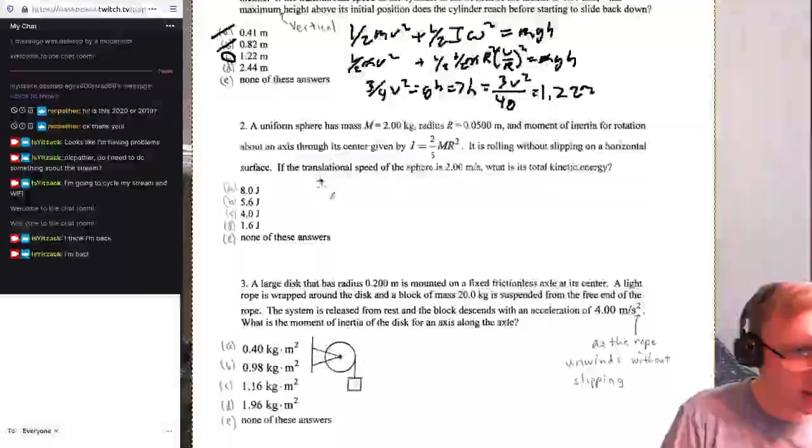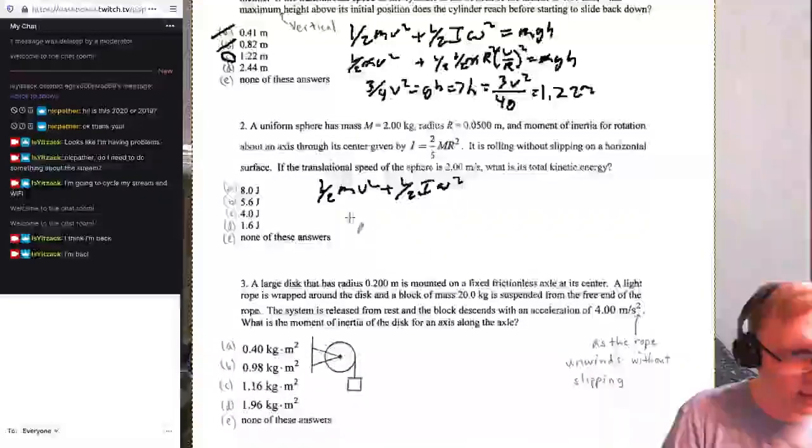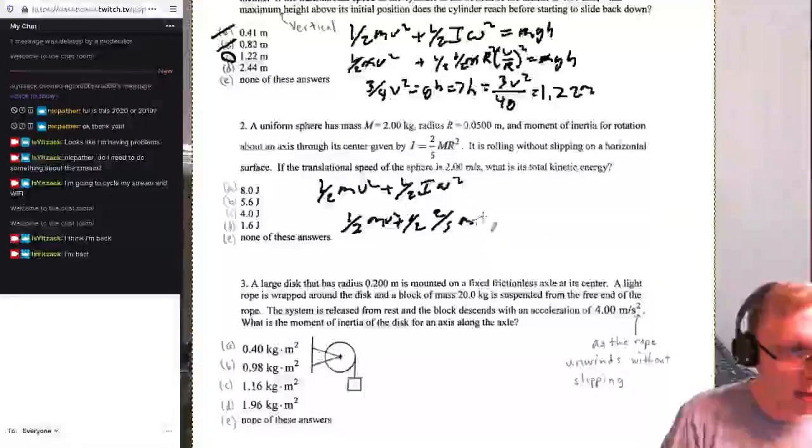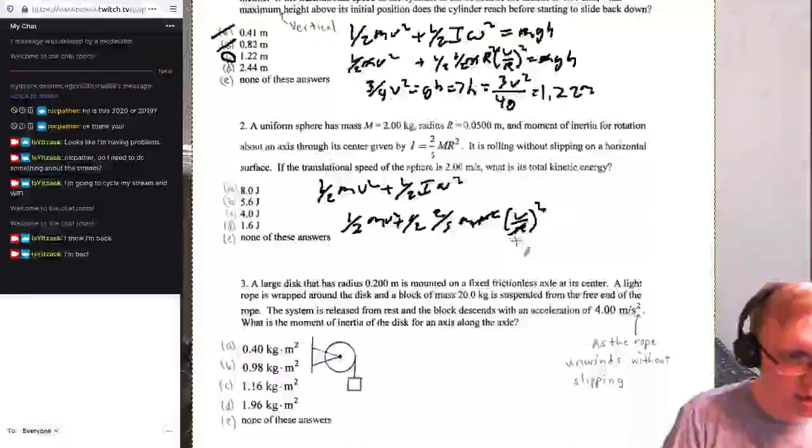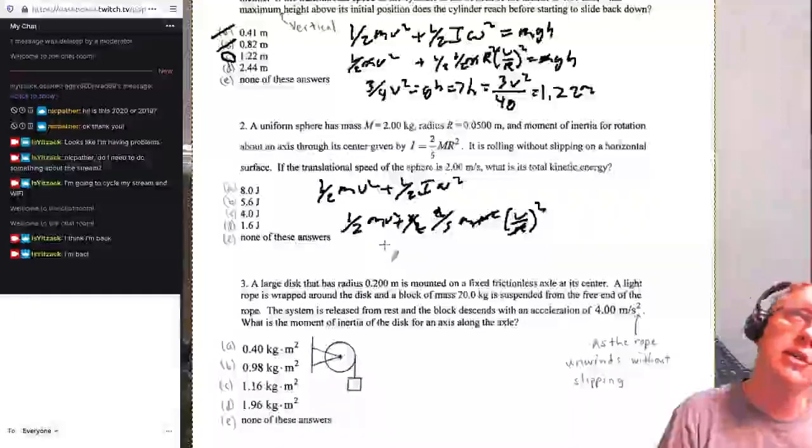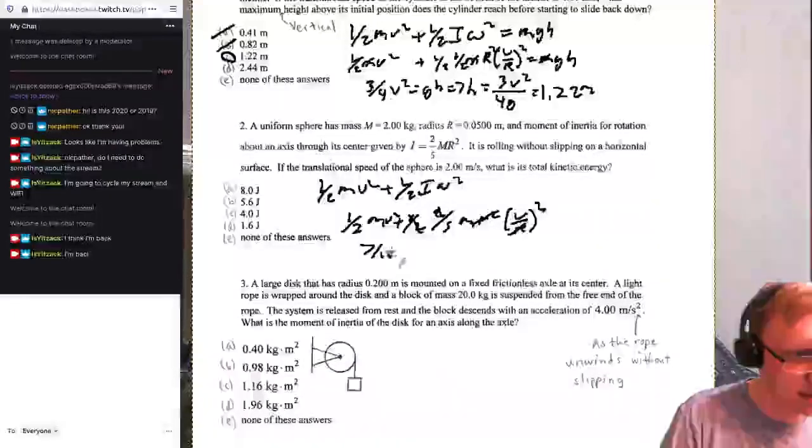All right, so it wants 1/2 mv² plus 1/2 I omega². We are given the v again. Therefore, I shall go ahead and substitute as I did above. 1/2 times 2/5 mR² here, v on r goes here, squared, r's cancel each other. So we end up with 1/2, plus 1/5, which is 0.7, so that's 7/10 mv².